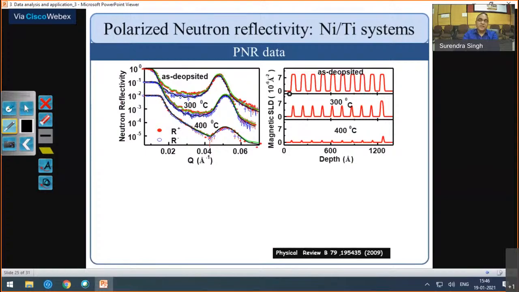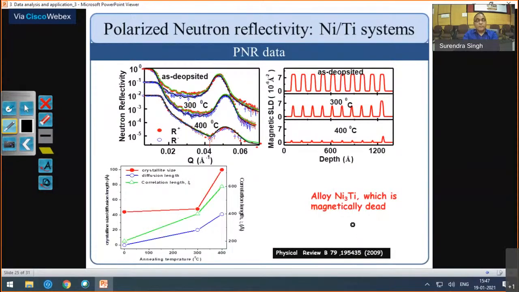So magnetic scattering density for as-deposited is nice for nickel, and zero for titanium. But when we anneal at 300 degrees, this nickel moment has gone down, and at 400 degrees Celsius there is almost no magnetization for these films, which are alloy. So what we found, using, again as I said, both nuclear scattering density and electron scattering density, is that this alloy phase is Ni3Ti.